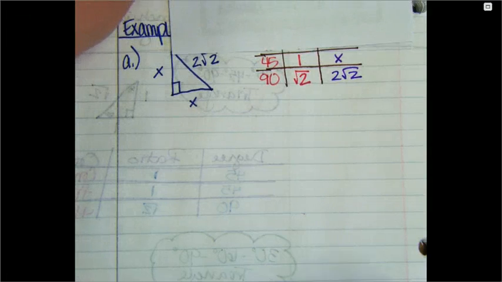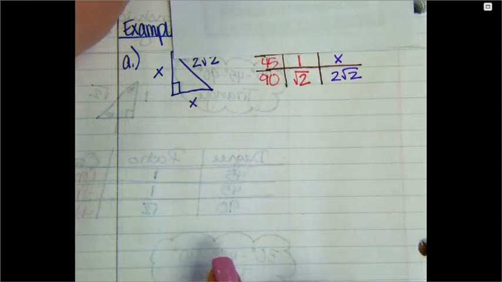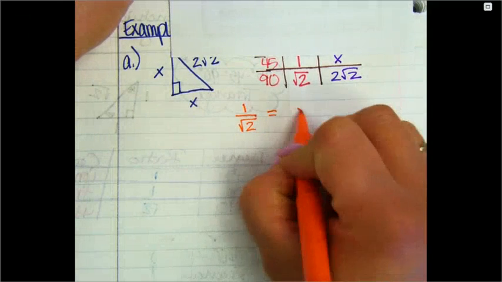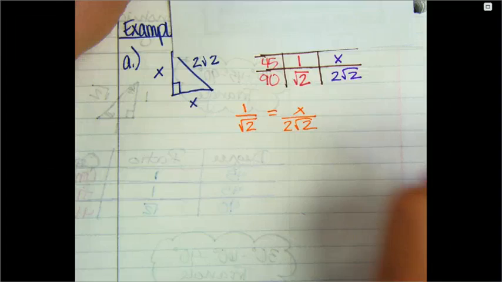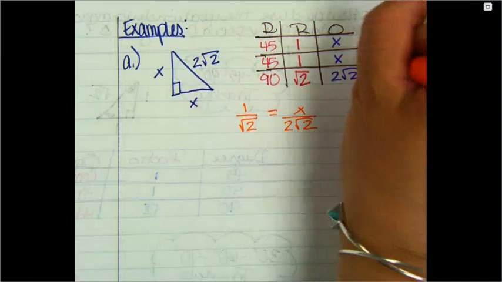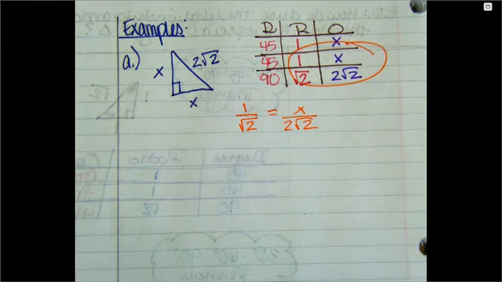Right here, you get to actually ignore the degrees. Do you see this right here? We actually have a proportion. It's 1 over radical 2 equals x over 2 radical 2. Do you see where I got it? You see how I did that? Go ahead and write it. It's literally just right there.